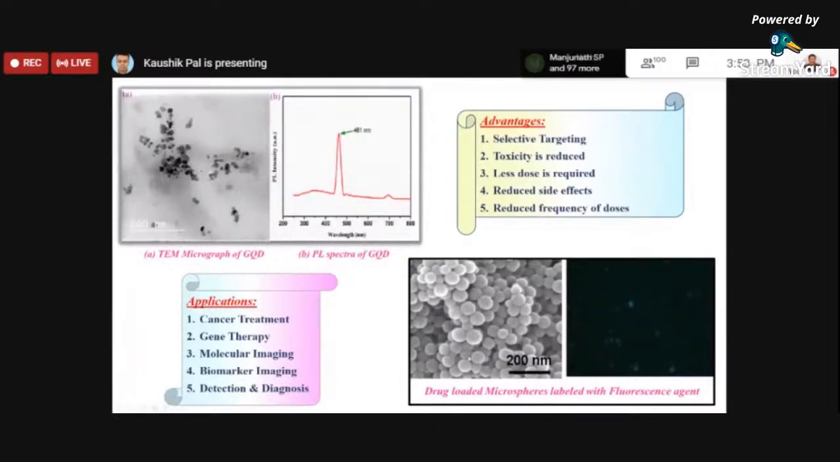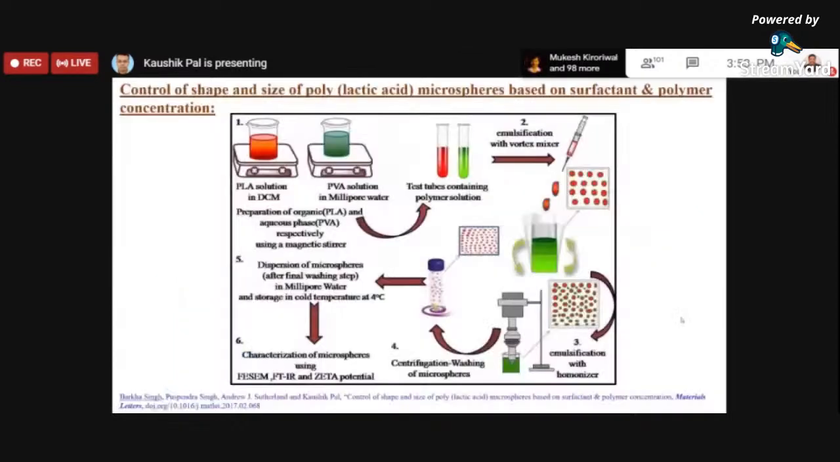So this is the image of our graphene quantum dots, basically GQD. And here you can see what it looks like under optical microscopy when you put it into the cells. You can easily label, or easily find, how it is moving inside the cells itself.